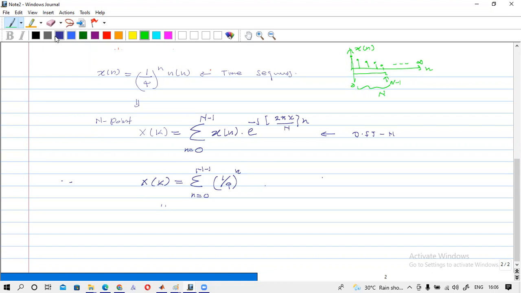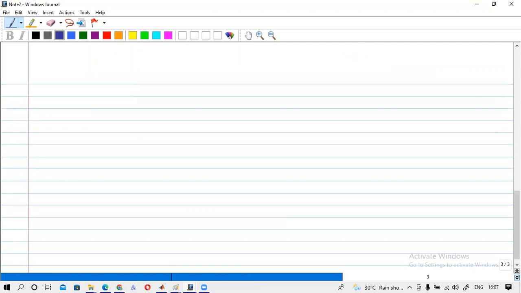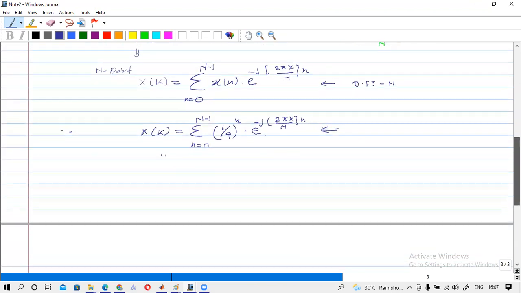So I will write this like this: (1/2)^n, then I have this term e to the power minus j 2πk n divided by N. Is this okay for you? Any problem? Any issue? If you have any problem, you can ask me.